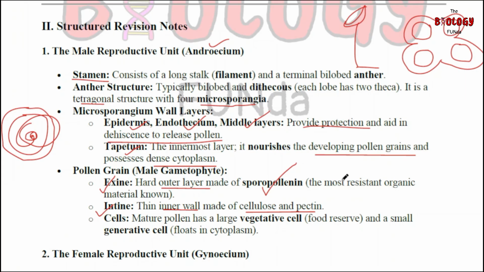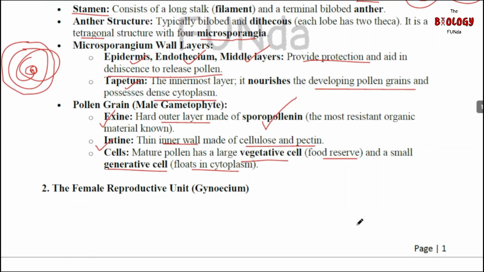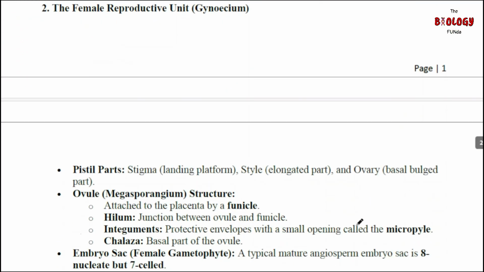Now in the pollen grain you will find two cells. The large cell is known as the vegetative cell. Then there is another cell which is the generative cell, which is small and it floats in the cytoplasm. The vegetative cell is for the food reserve. Then we have the female reproductive unit, which is the gynoecium. Now if I draw the female reproductive organ, which is the pistil, it looks like this.